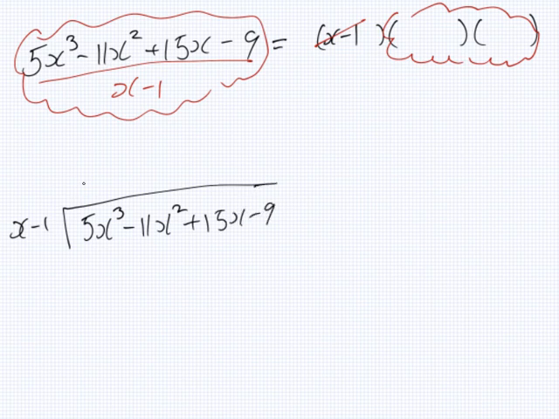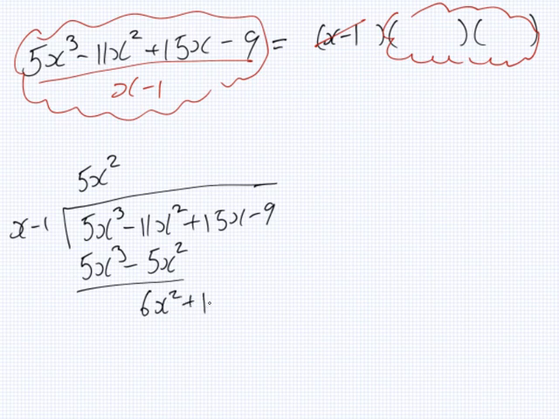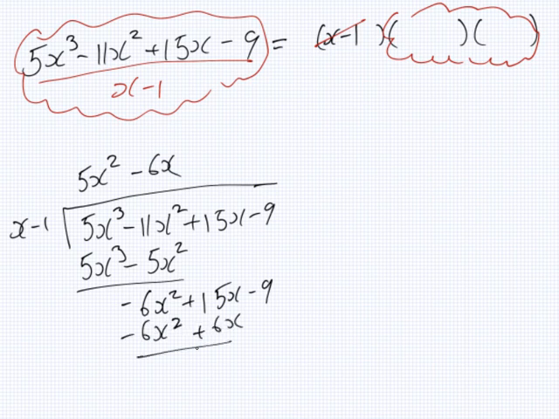Okay, so the first one will be 5x squared. So that will be 5x cubed minus 5x squared. Minus 11 minus 5 is 6x squared, isn't it? Oh yeah, of course, minus 6x squared. And then 15x minus 9. Next is minus 6x. So that's minus 6x squared plus 6x. Again, I'm left with 9x minus 9. That's nice. Lastly, 9.